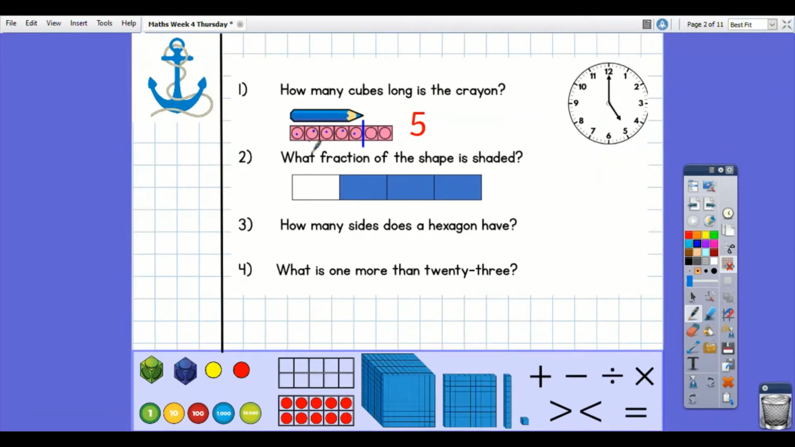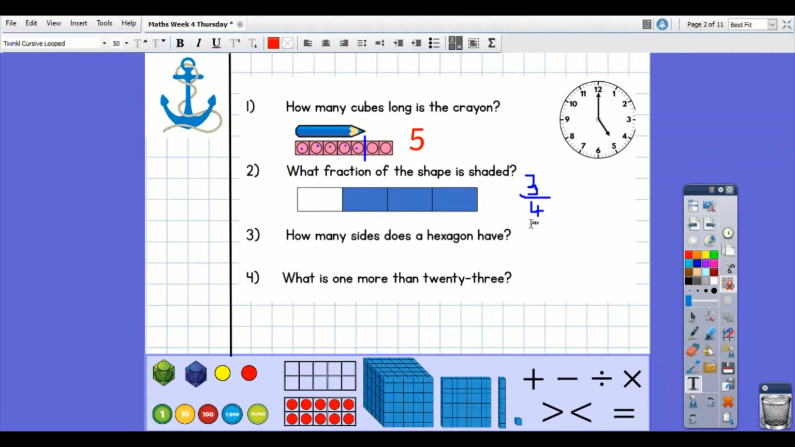What fraction of the shape is shaded? So remembering from last week, the first thing you need to do is work out how many parts you've got for your denominator. So you've got 1, 2, 3, 4. So it's out of 4. How many parts are shaded? Remembering the shading is the coloured parts, not the white parts. So there's 1, 2, 3 blue parts. So it is 3/4 shaded of the shape.